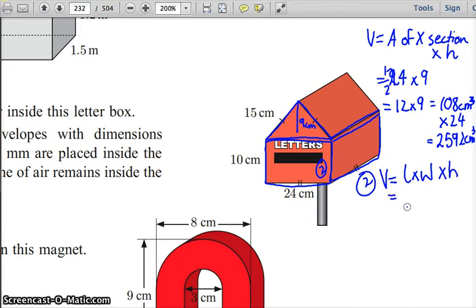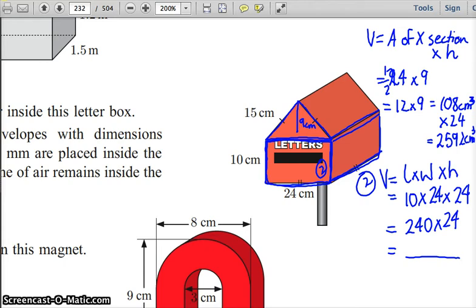What's our length? What's our width? 24. What's our height? We've got, you've said it's this bit here. Alright, so what's our height? 24. Yeah. 240 times 24. You'll get that answer. What will you do with that answer, Jazz? Then you add it with that. Add it with that, that's right, and that's going to be centimetres cubed.